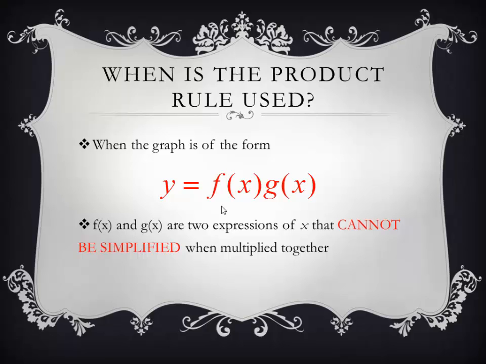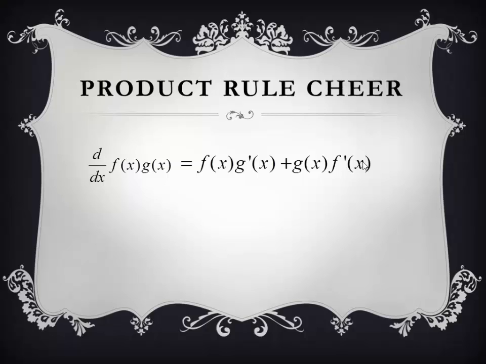Let's start with the product rule cheer. It goes like that. Product rule. Copy first, differentiate second, plus copy second, differentiate first.